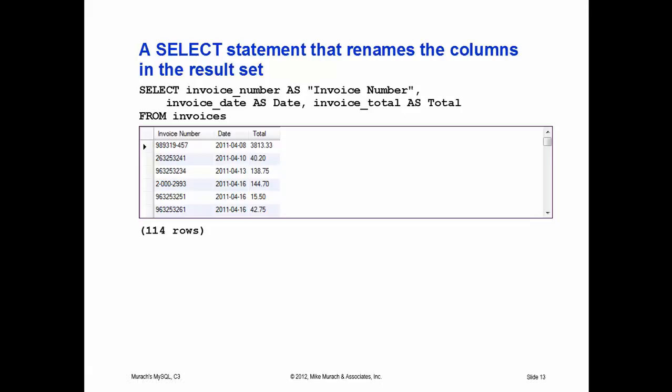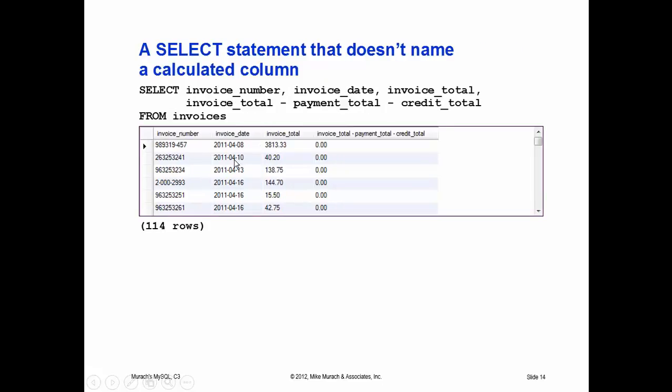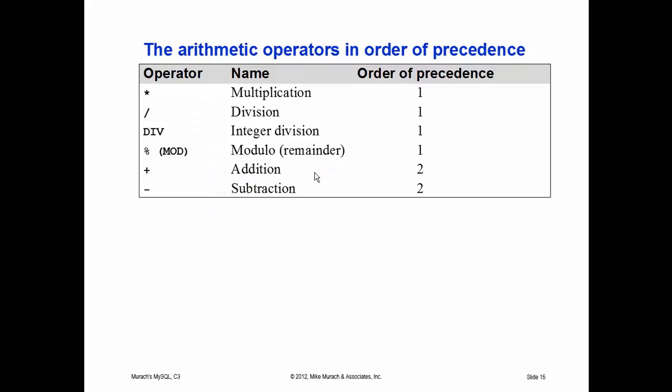So I can rename anything. Notice we've renamed our actual field names in here. Instead of calling it invoice number, we call it invoice number. It looks a little nicer, date, and total. So you can alias just about anything. And if you don't, as I mentioned to you earlier, this is what you're going to get. Typically, almost 100% of the time, not what you want.